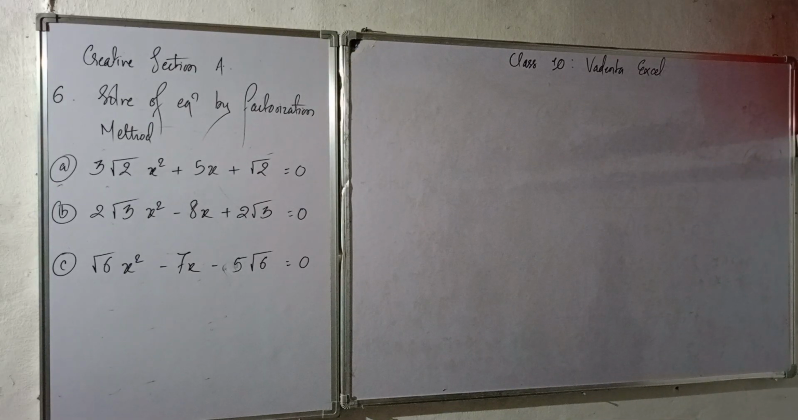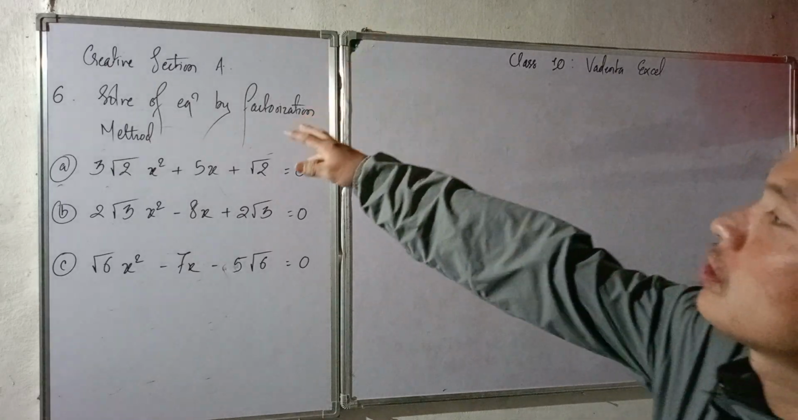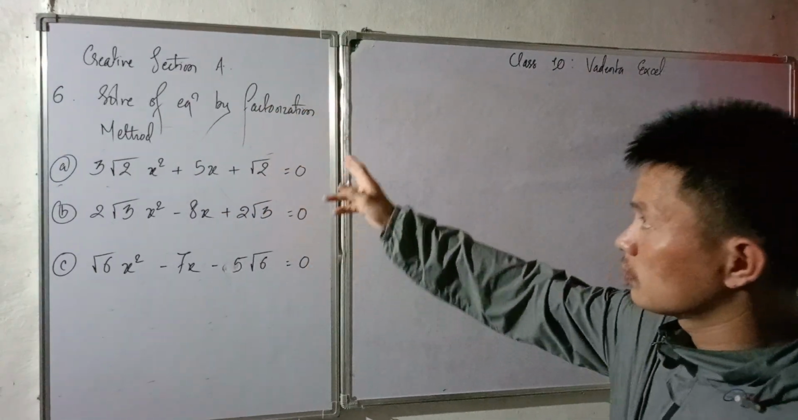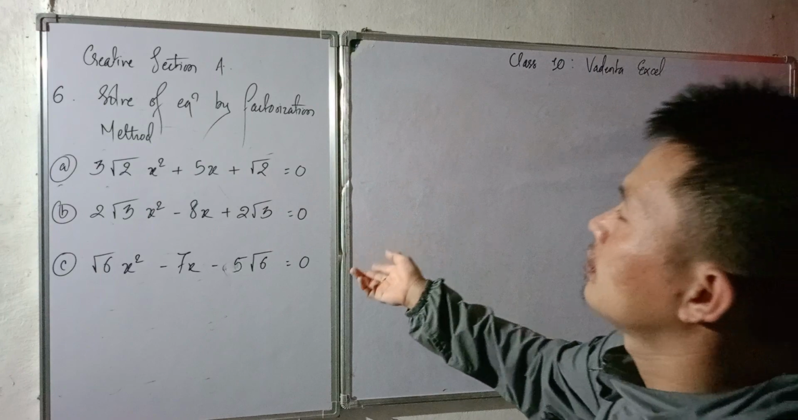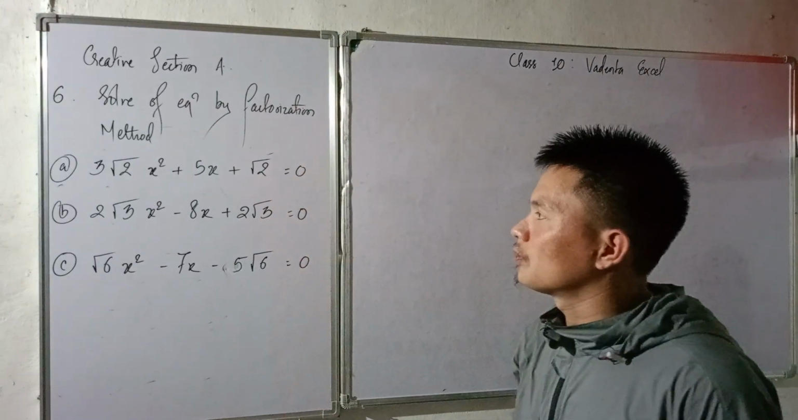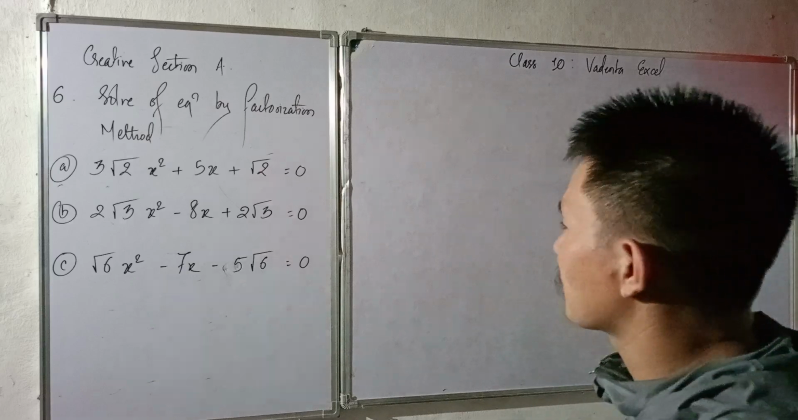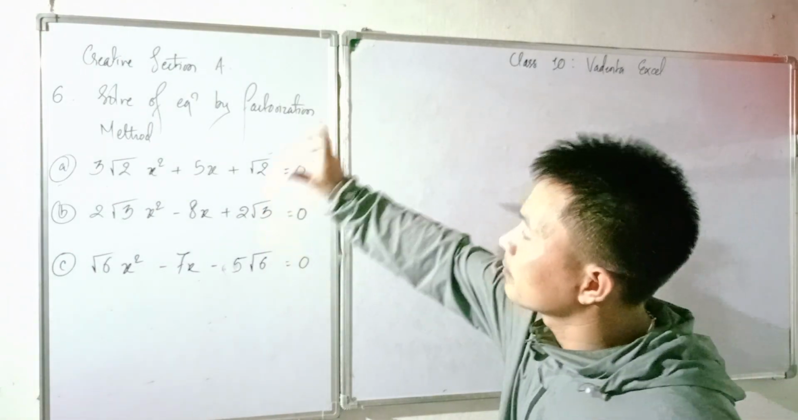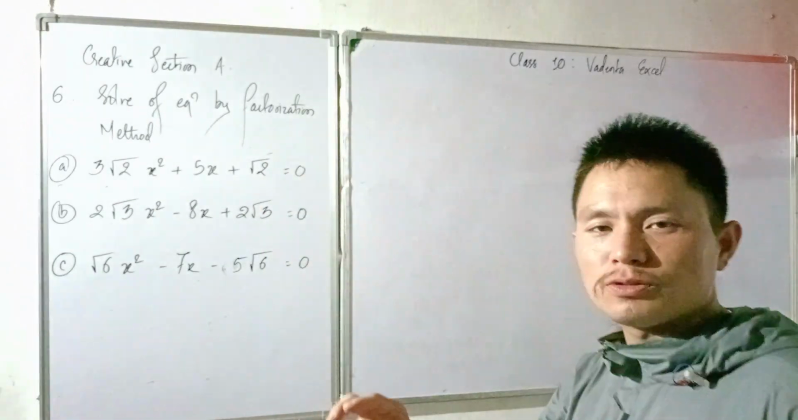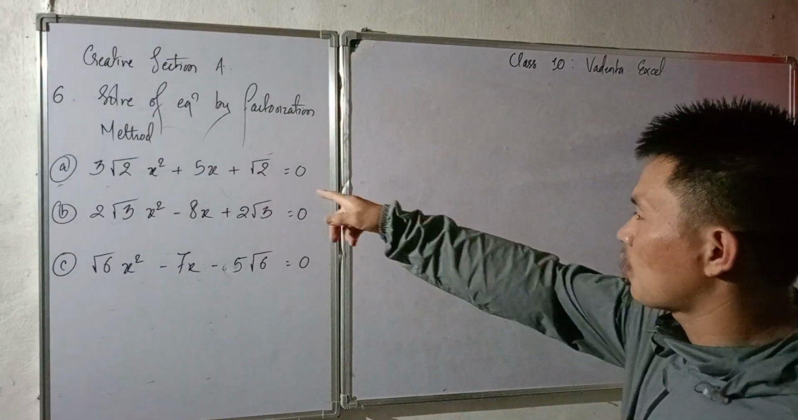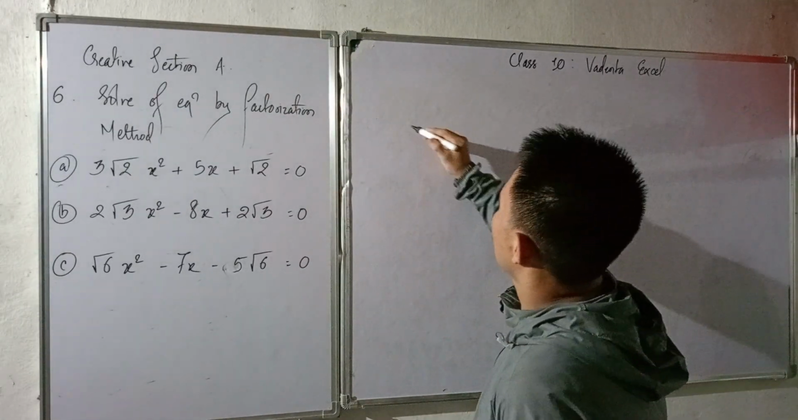Now today we are going to do quadratic equations, the solving of quadratic equations, Creative Section A, number 6. This kind of situation is where students feel more uncomfortable. For most of the very elite students, they don't have any problem with this, but for the others they will find this a little bit of a problem. Let's see how we do this.